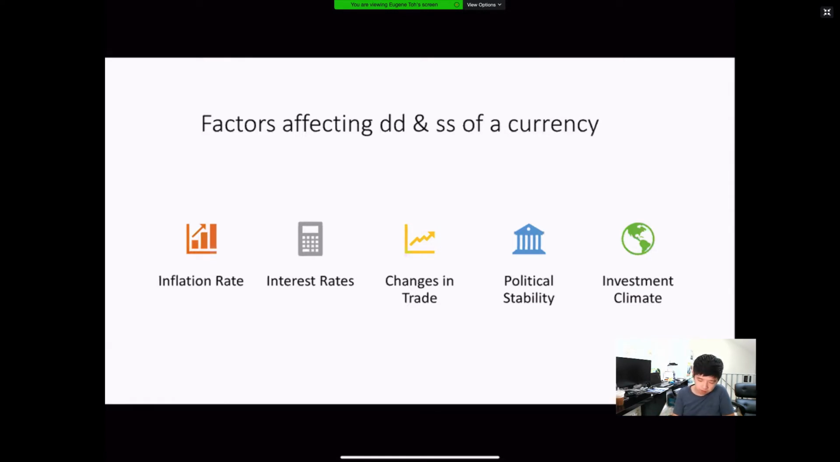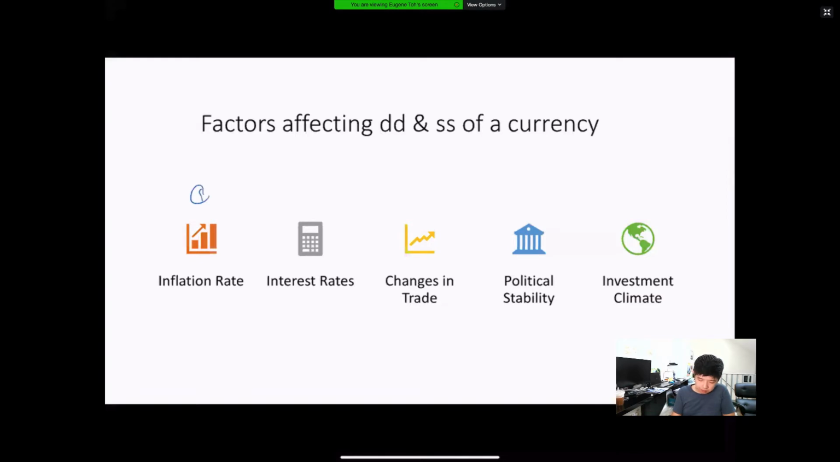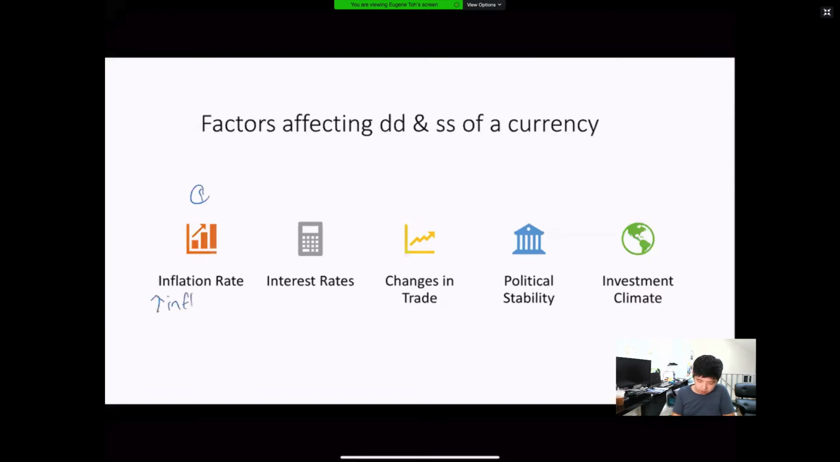We'll start first with inflation rate. Now, when a country's inflation goes up, okay, you all can use the chat box to answer me. When a country's inflation goes up, goods and services in the economy become more... Answer using the chat box. When inflation is higher in the economy, goods and services in the economy become more, right? Absolutely, it becomes more expensive, right?